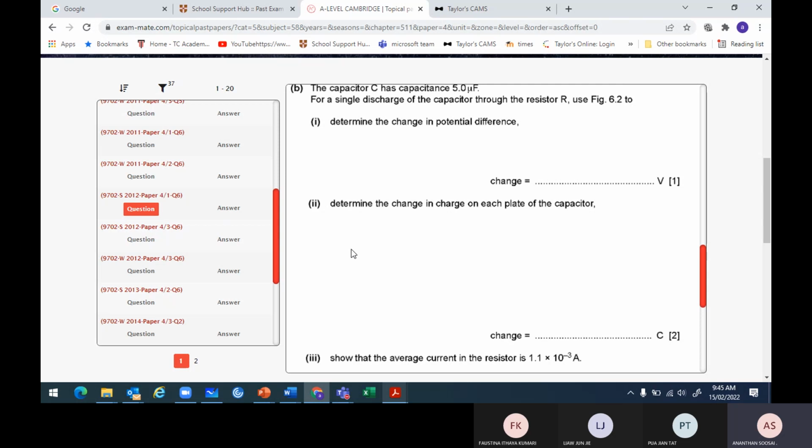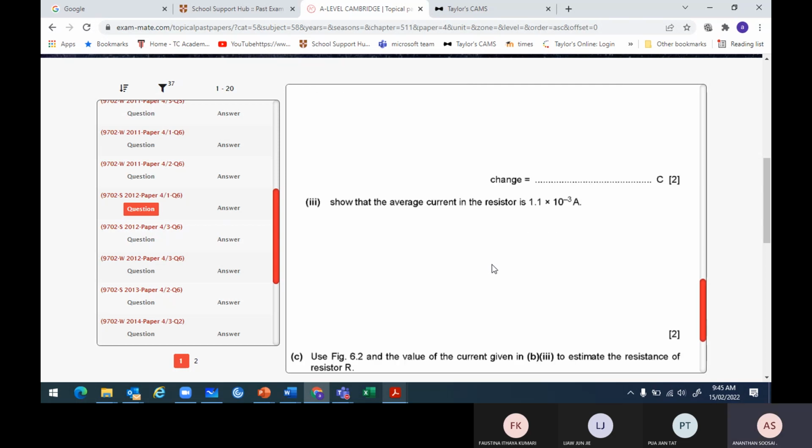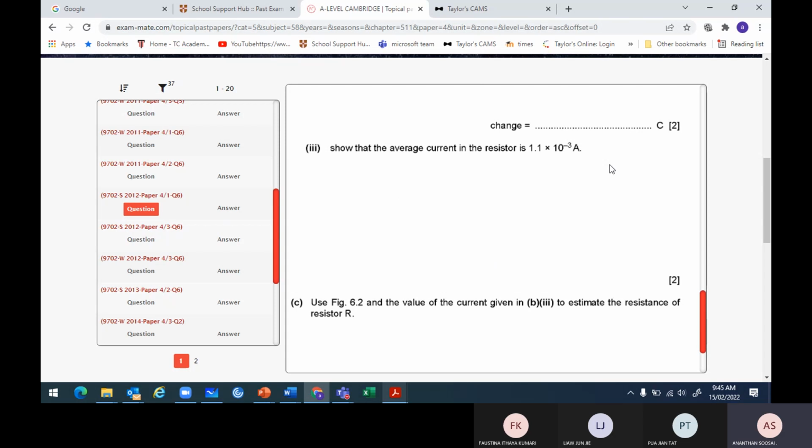Okay, so B1 is just from the graph: 4 becomes 2.4. Next, determine the change in charge on each plate of the capacitor. So this we use C equals change of Q over change of V. So we find the change of Q, using your capacitance knowledge. Then show that the average current is this. You know the charge, so how do you find the current?